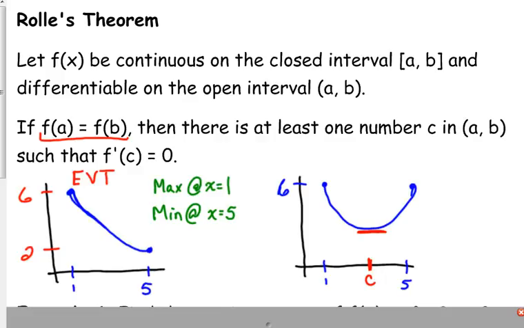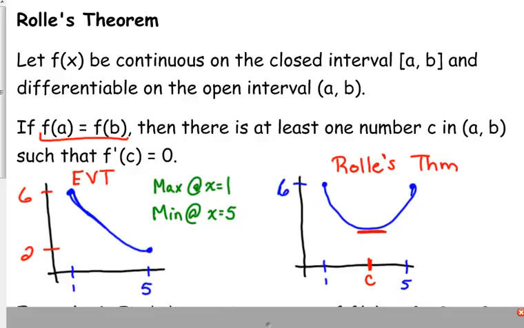But if we modify that a little bit and I change it to a parabola where f of 1 and f of 5 have the same y value, then this is an example of Rolle's theorem. And that point, C, somewhere between 1 and 5, is where the derivative equals 0. You'll notice in the first one, there's not a point where the derivative equals 0. The extreme value theorem does not say that there is a point where the derivative will equal zero.